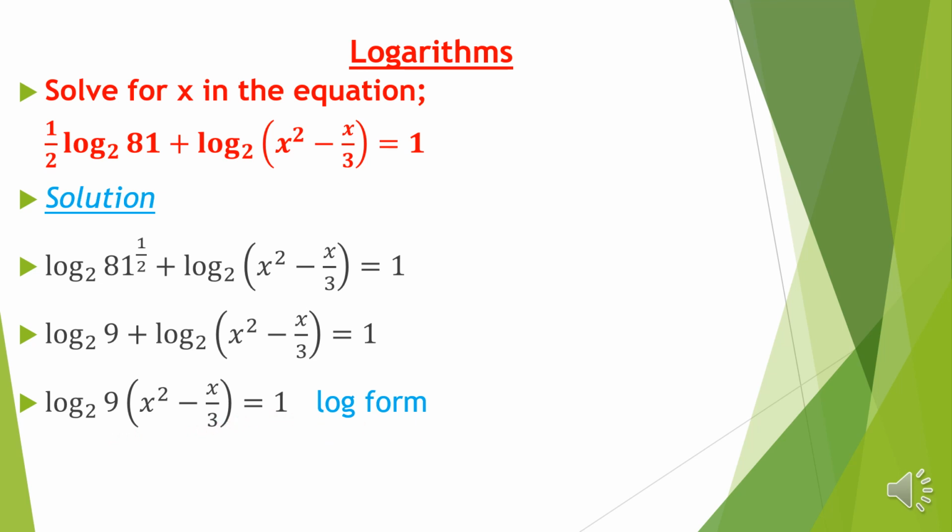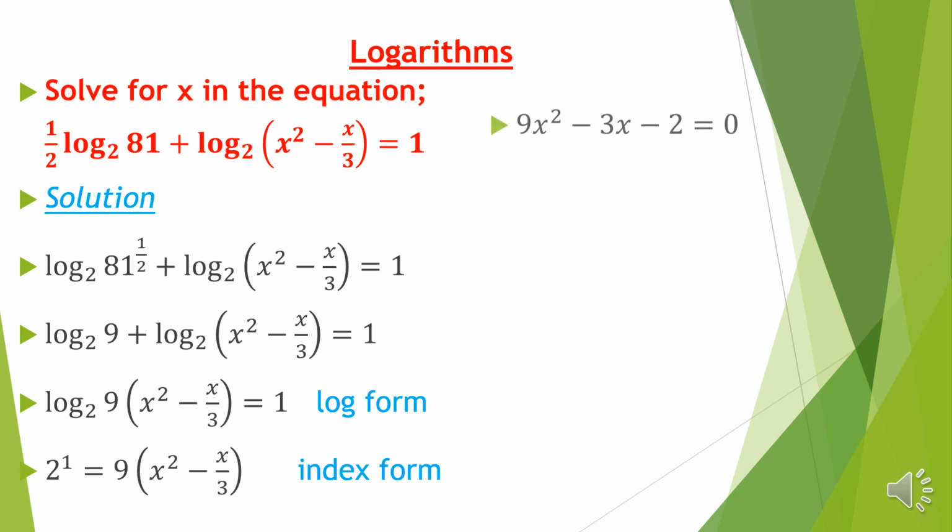Now we'll proceed on to write it as index form, and by so doing we will have the base 2 to power 1 equals 9 into bracket (x squared minus x) over 3. Now we've converted this log form into index form. Now from there, we expand this equation and simplify.